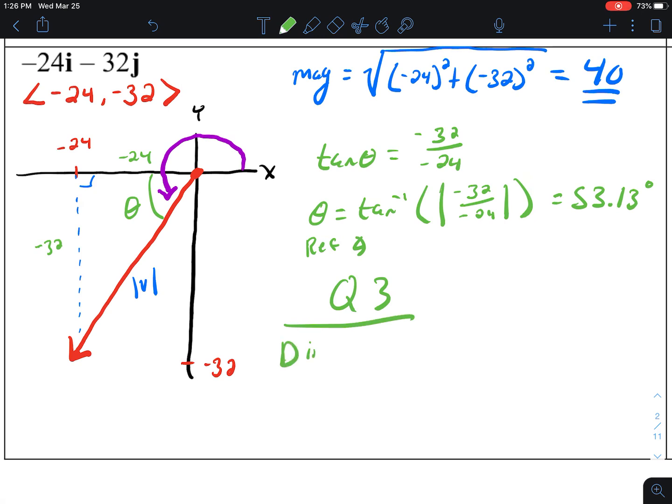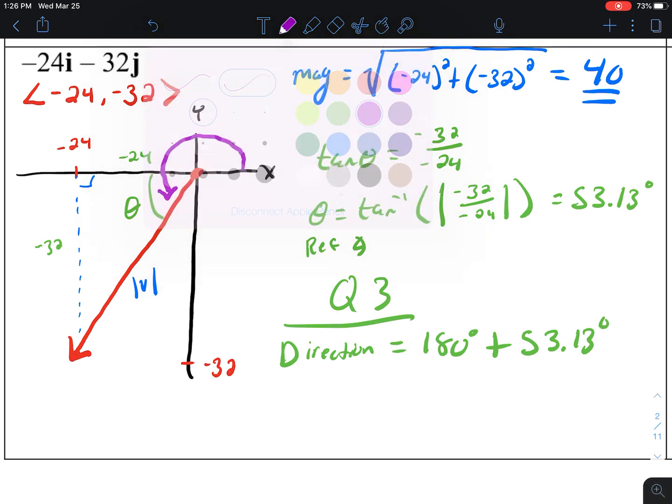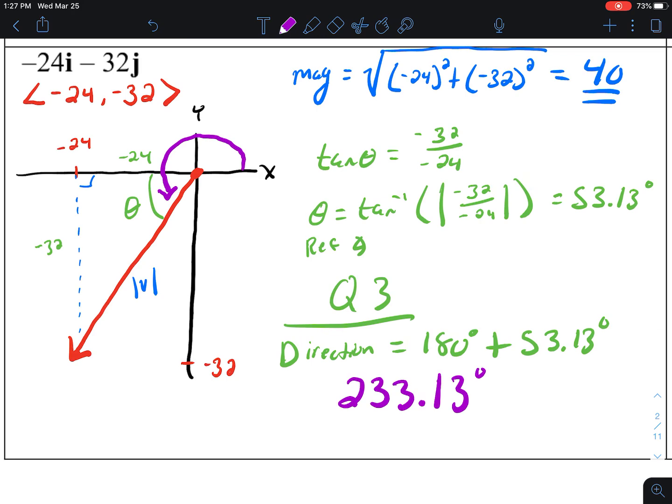So quadrant 3, your direction is going to equal 180 degrees plus 53.13. So my actual direction angle is 233 degrees, or 233.13 degrees. So there's a quadrant 3.